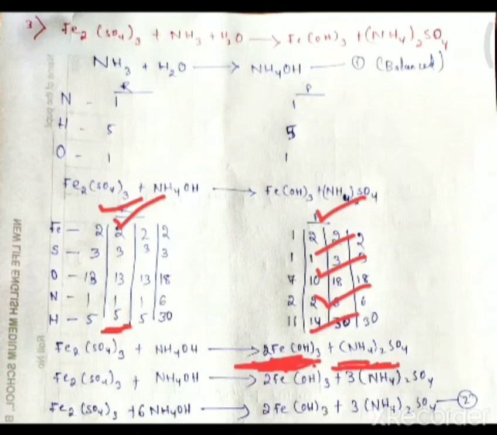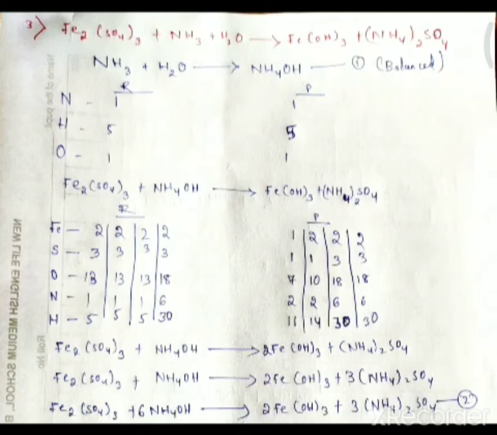Okay, then in the third step what will we do? In the third step we will put coefficient 3 in the product side. Why? Because you can see on the reactant side we have 3 sulfur. So to balance it, we will put 3 coefficient in the product side. Okay, so what are the changes happening in the product side? That is 2 iron, okay, and 3 sulfur.